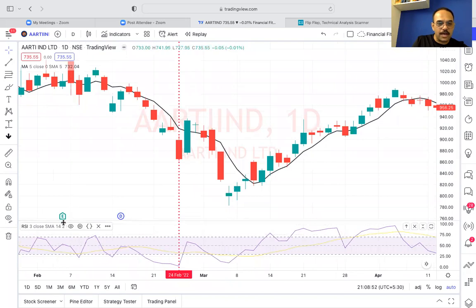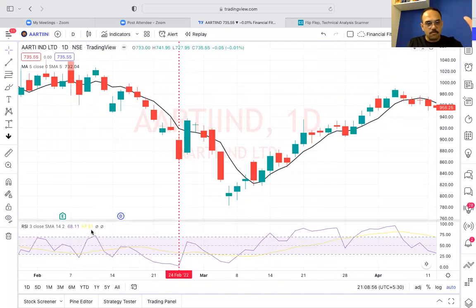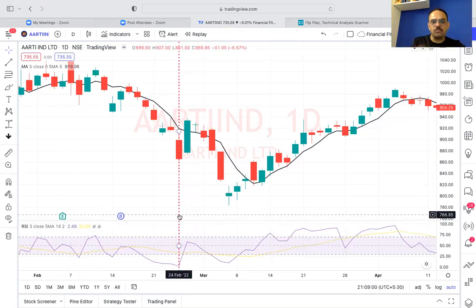Now, for RSI value, you have to look here at the left bottom. Here you have to see the RSI value. So I'm taking my mouse on 24th February, the RSI value. Can you see it? 2.48. Can everyone see the RSI value is 2.48? So it is less than 3. Agreed?